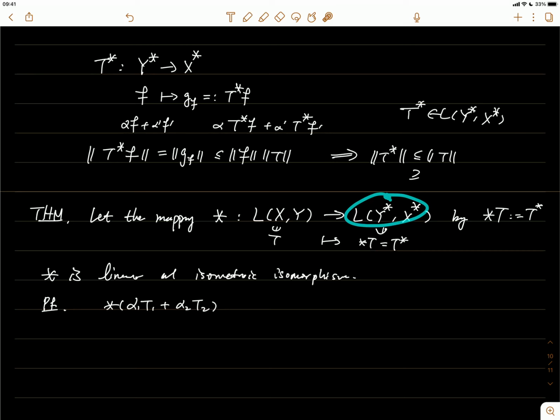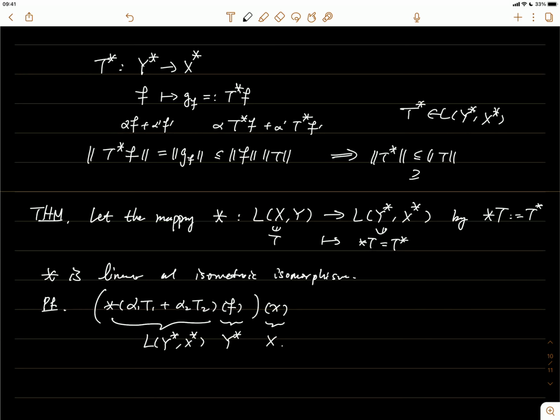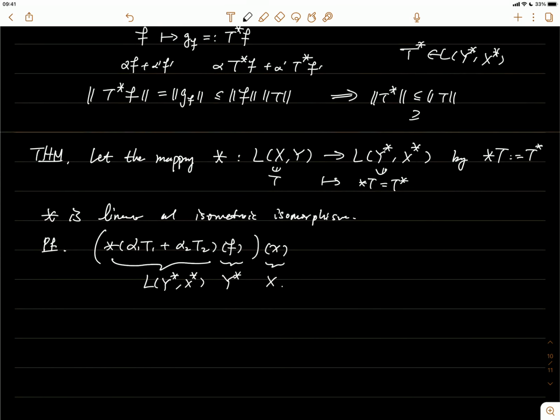So remember that this is in L(Y star, X star). When I apply this to f, which is in Y star, I will get something in X star. And once it's something in X star, I can apply it to x, which is in X. And the question is if we have the linearity from here. The proof is straightforward, just do some computation following the definition.